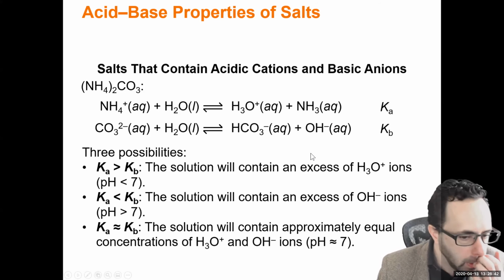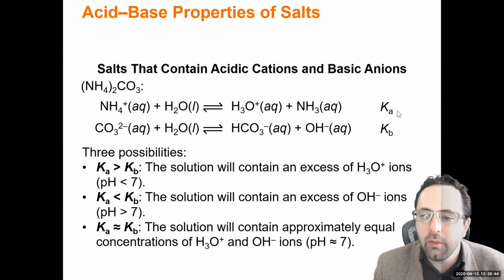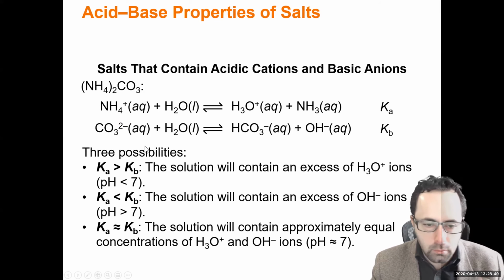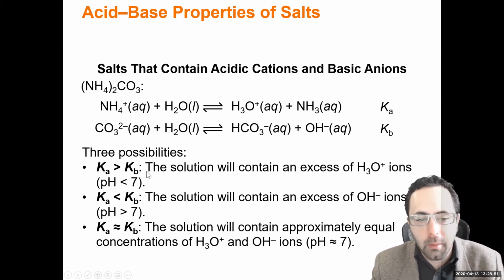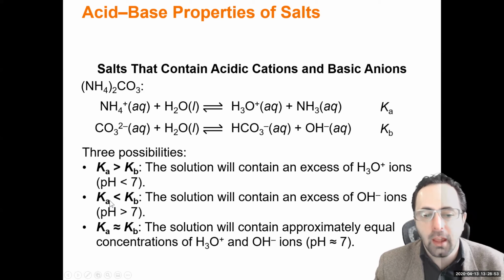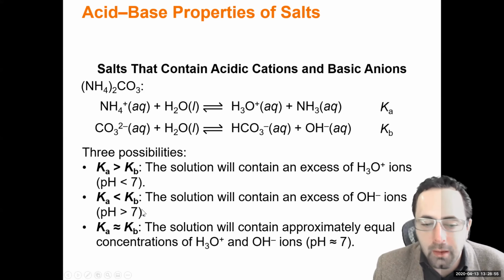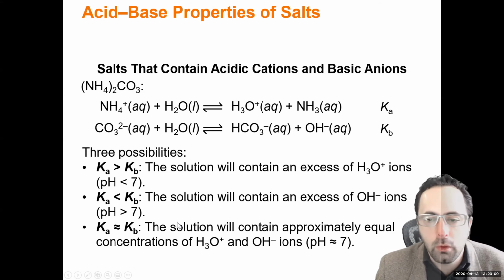What we want to do here is compare the Ka for ammonium ion to the Kb for carbonate ion. If the Ka is greater than Kb, the solution will be acidic. If the Ka is less than the Kb, the solution will be basic. If Ka and Kb are about the same, the solution will be close to neutral.